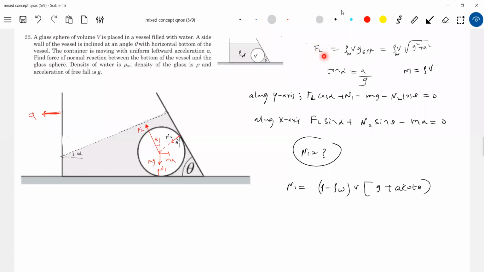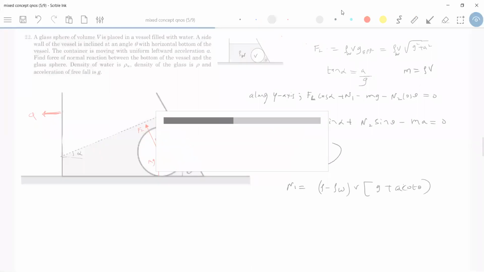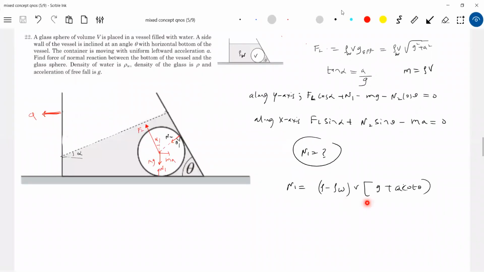Later on, in the next chapter, we will give a name for this force: the force exerted by the liquid on the solid. That we'll call buoyant force or thrust. Solve all these equations, you'll get this answer. I'll go for the next one.